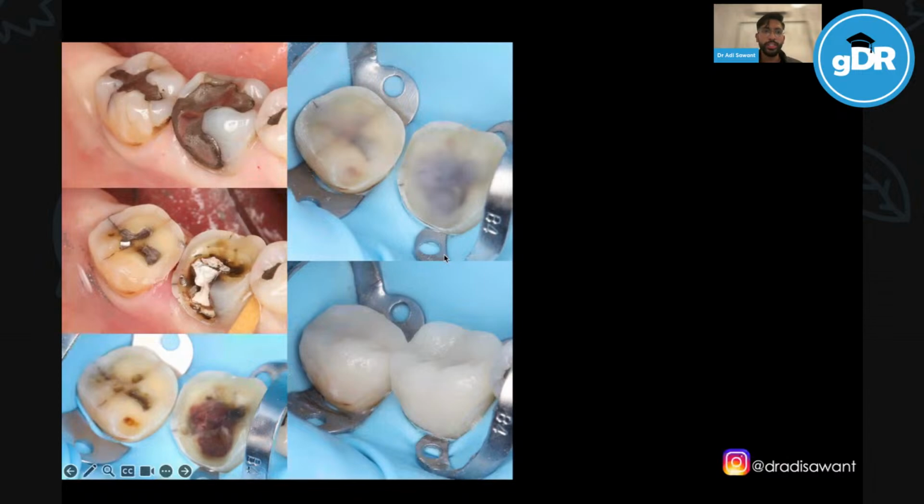And this is a case I did more recently. You can see some of those enamel cracks that I ended up just leaving, right? Because enamel cracks are biomimetic and they stop at the DEJ and they're not extending in.